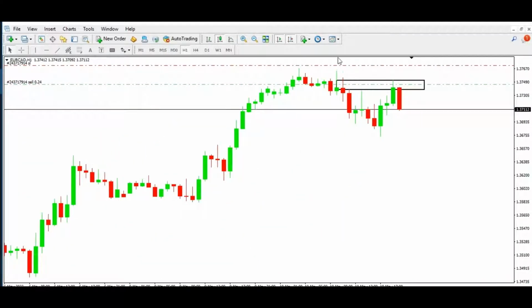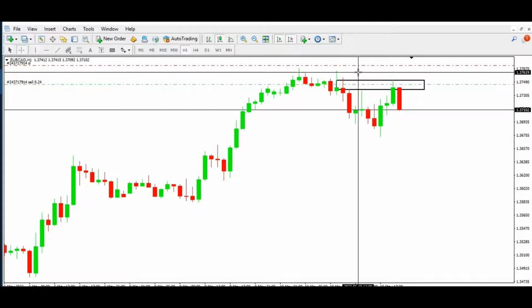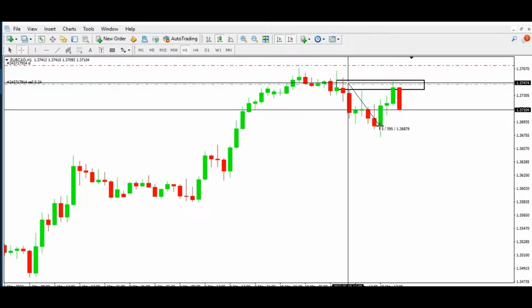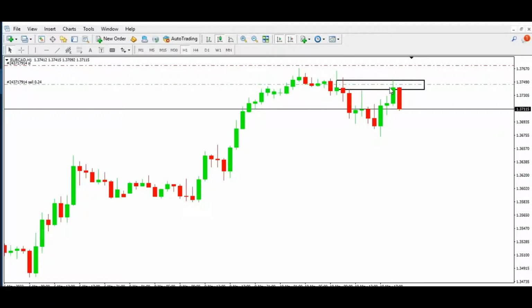You can see where the entry was. Our entry was right there, right here. The market dropped about 60 pips, or 70 pips, in our direction, and then retraced back to our entry, slightly above our entry, and now we are seeing the market dropping again.